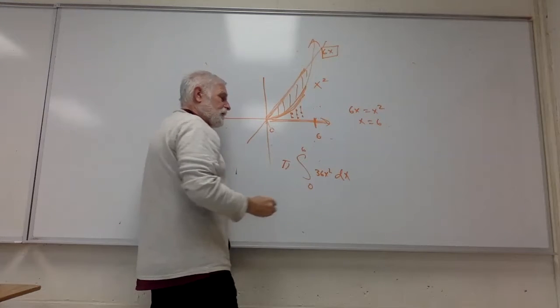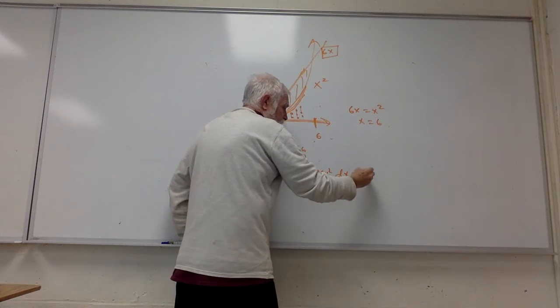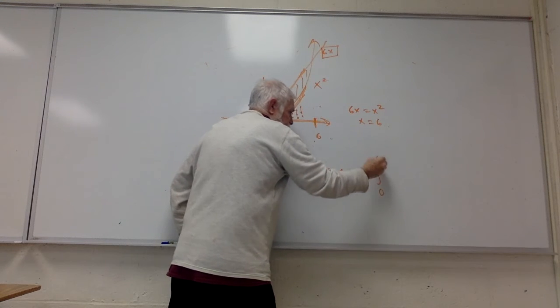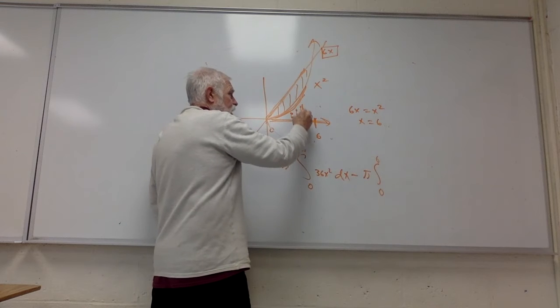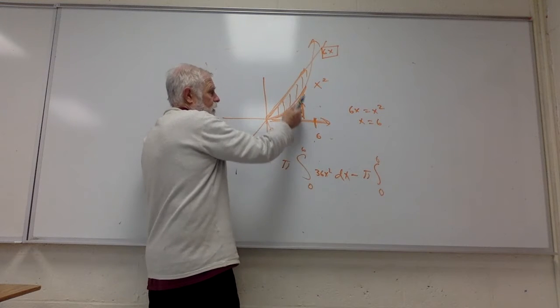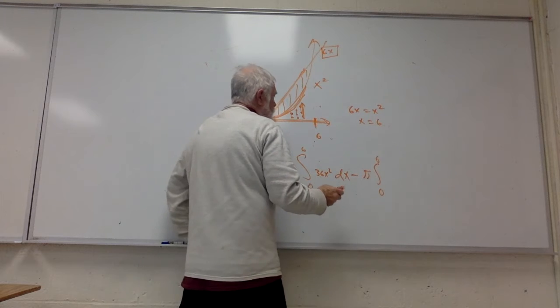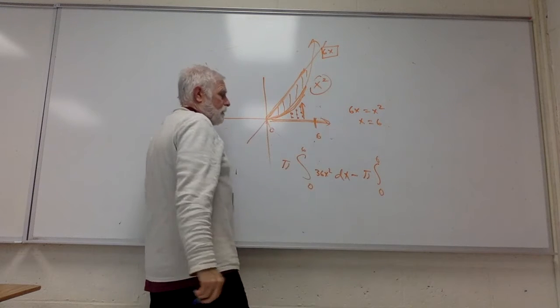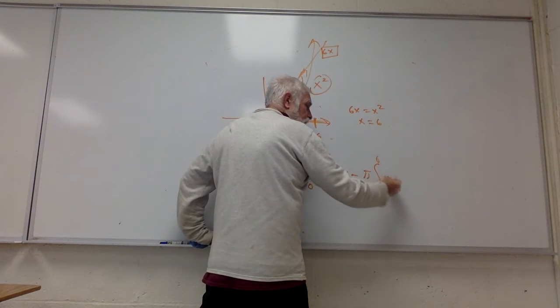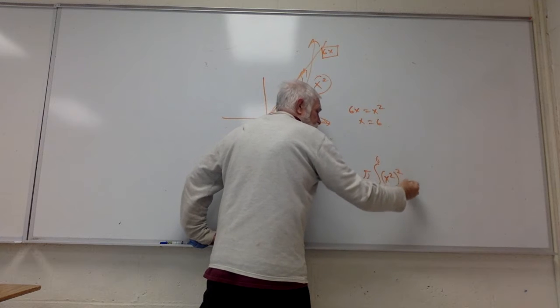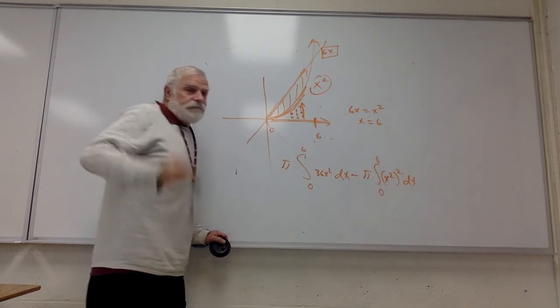So what's the interior disk? Well, it's got a pi. It's got a 0 to 6. And I guess I have variable radii, whatever. And that is the lower function. So that's x squared, squared. I'll write it x squared, squared this time, dx. You're done.